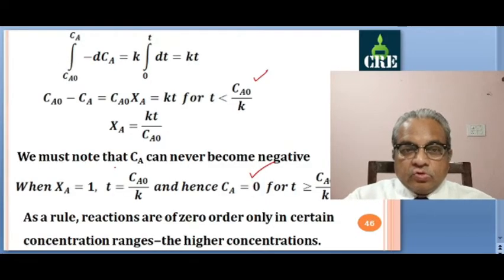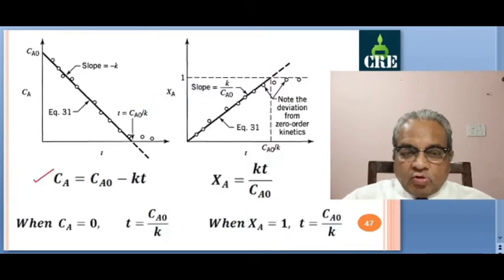Okay. So this Ca0 minus Ca is equal to Kt. This can be written in the form Ca is equal to Ca0 minus Kt. Another form we have in terms of conversion, Xa is equal to Kt by Ca0. Now if you make a plot, y is equal to mx plus c form. So y equals c plus mx, where x is t. You will plot time t on the x axis and concentration on the y axis.